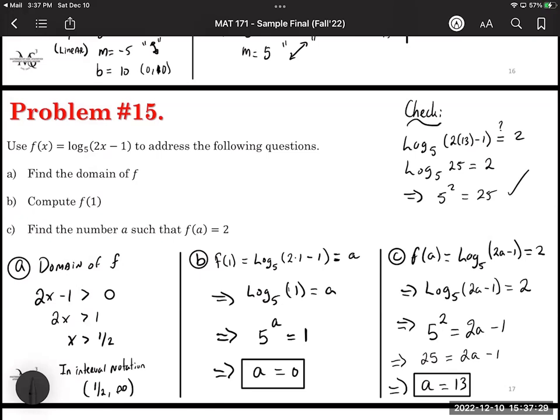Towards the ending of your homework, if you're using Pearson MyLab, there are going to be problems related to converting logarithms to exponentials. You should practice those because it will really help you with solving parts B and C of problem 15. For part A, whatever's inside the parentheses, whatever comes after the base, you set that expression greater than 0. Any questions?